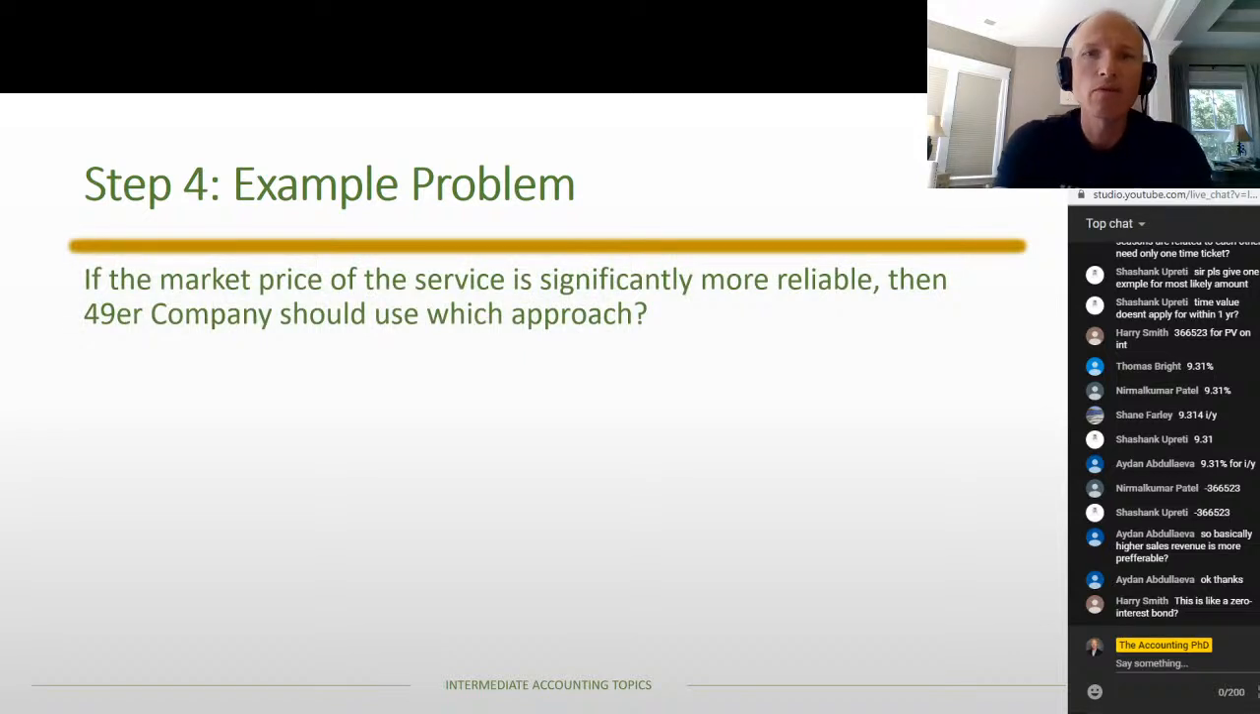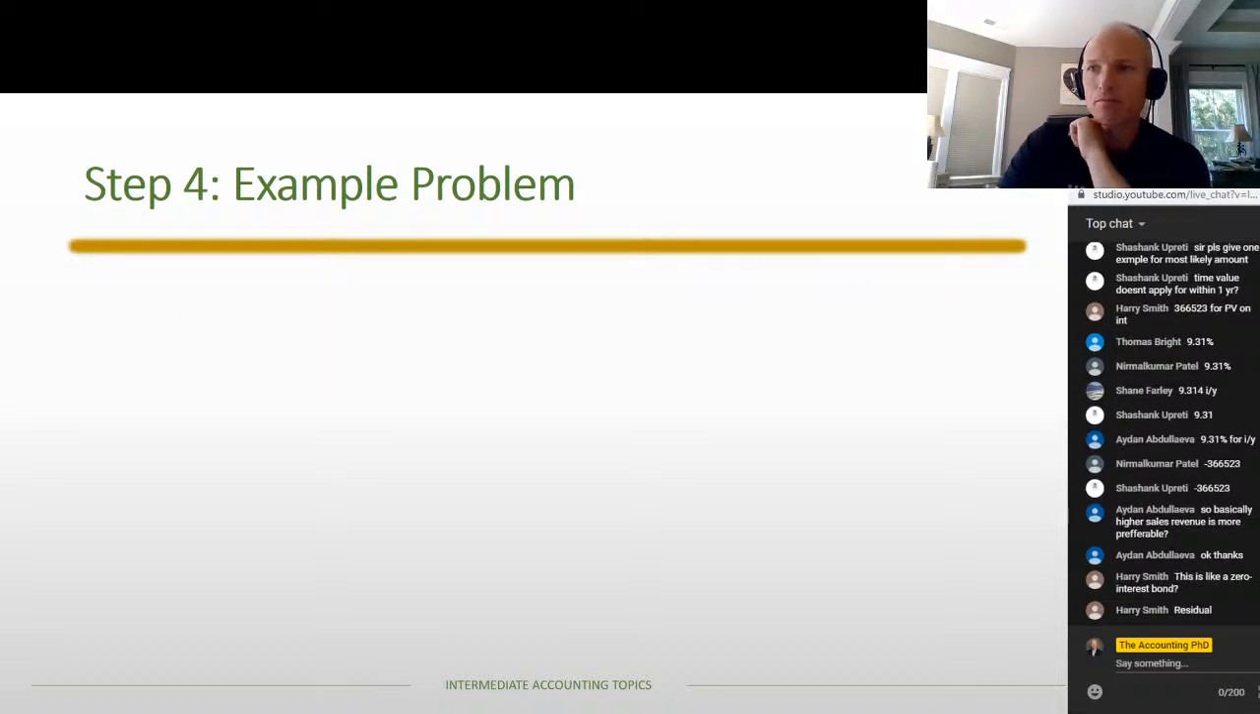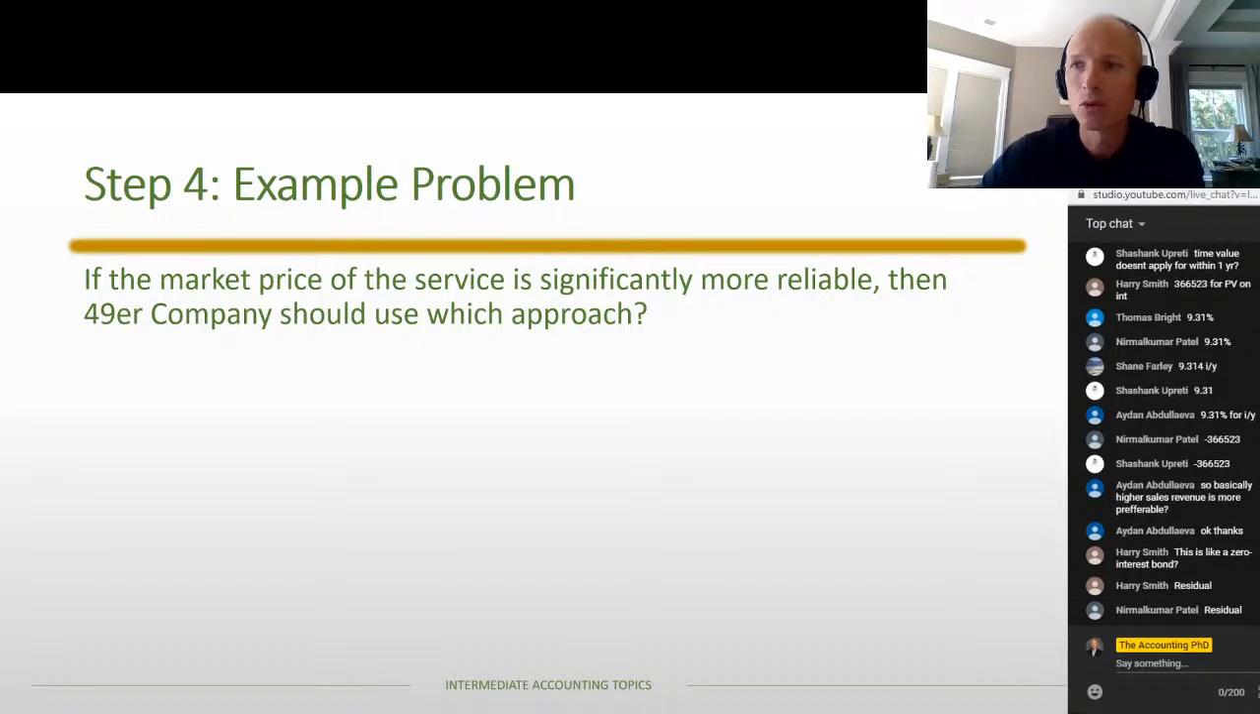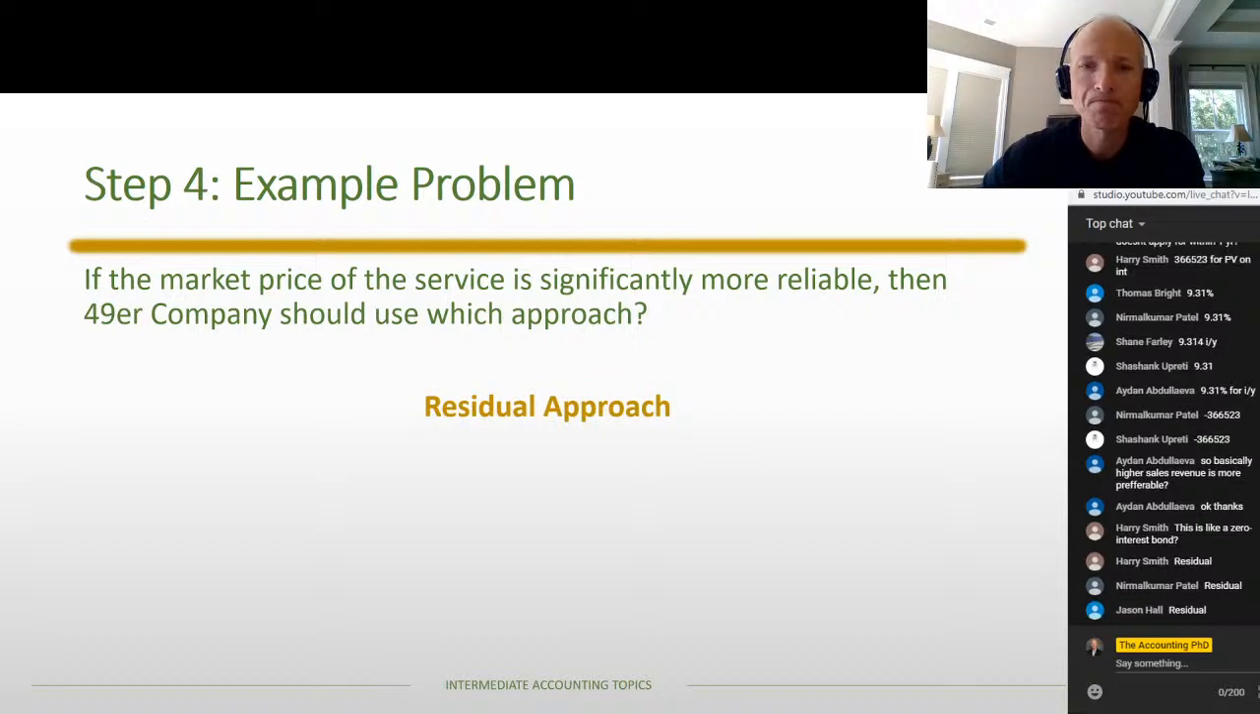So if the market price of the service is significantly more reliable, then 49er Company should use which approach? So in the chat, please give me which approach 49er Company should use in this situation. Harry says residual. Nirmal Kumar says residual. You're both right. So we'd use the residual approach.